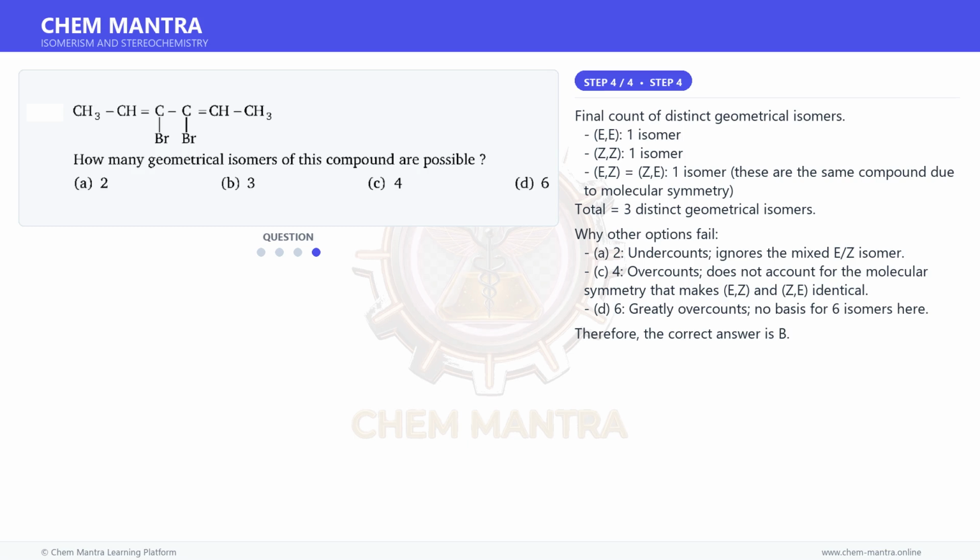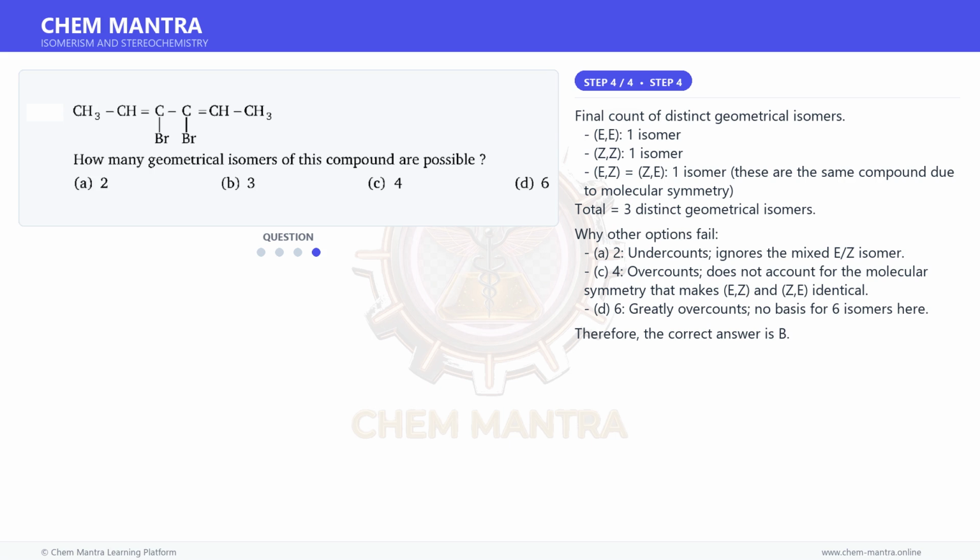And for the final step, final count of distinct geometrical isomers. E,E: 1 isomer. Z,Z: 1 isomer. E,Z equals Z,E: 1 isomer. These are the same compound due to molecular symmetry. Total equals 3 distinct geometrical isomers.